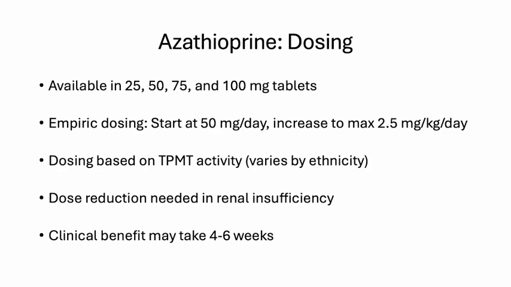It's important to note that dose reduction is necessary in patients with renal insufficiency. When starting azathioprine, keep in mind that clinical benefits may not be apparent for 4 to 6 weeks, so patience is key. Regular monitoring of blood counts and liver function tests is crucial throughout treatment.